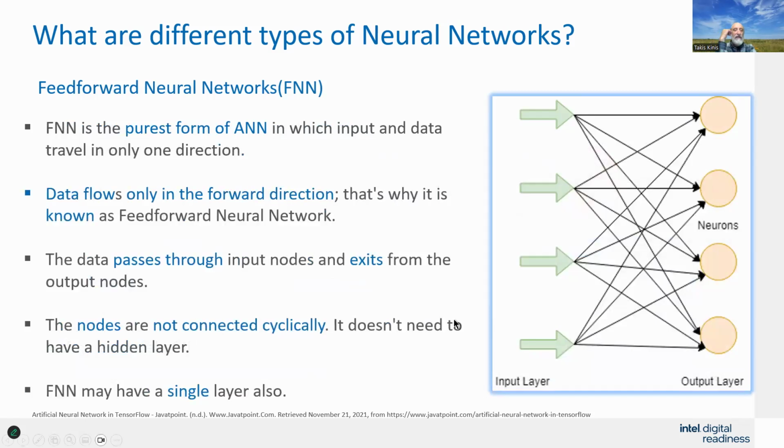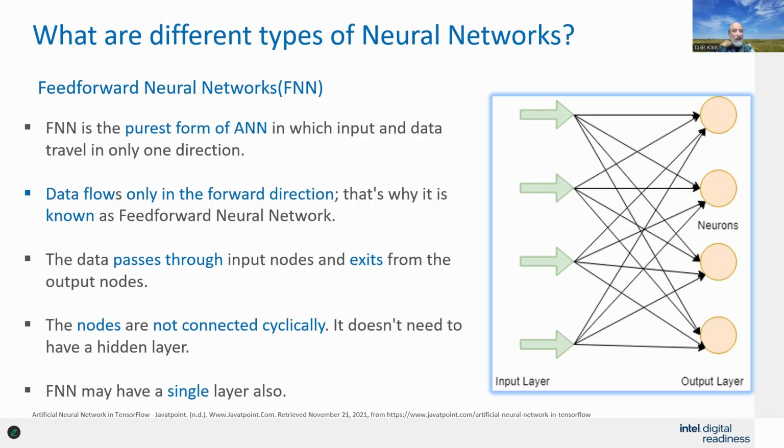Right. We also have the feed forward neural networks. So we have a bunch of different inputs. You notice here we got 4 inputs in this case. And then we have a bunch of different neurons as well, in this case, 4. But we go from the input right to the output, right? The data only travels one direction, forward. That's why they call it feed forward. It goes through the input nodes and exits from the output nodes. There's nothing hidden. It doesn't have to have a hidden layer because all the pathways are already represented.